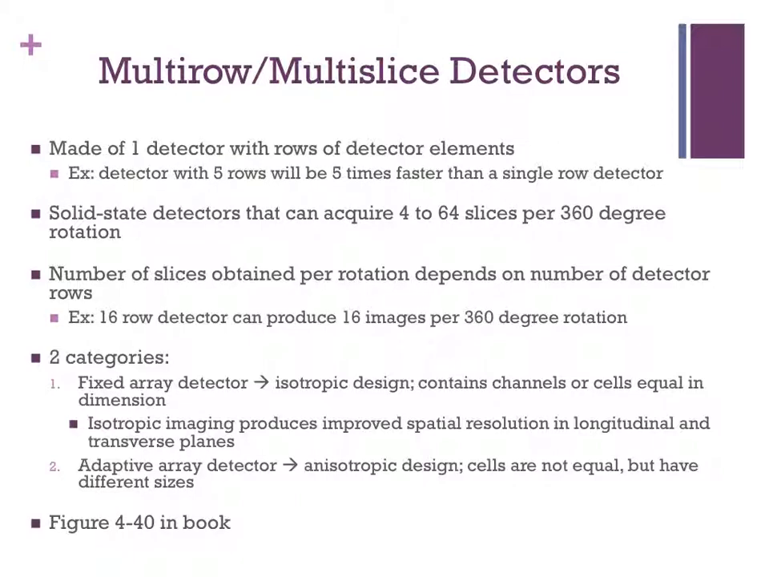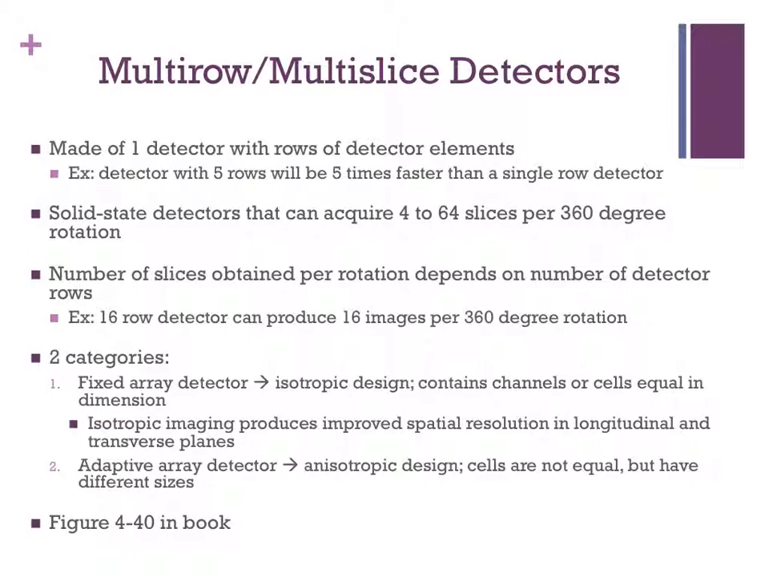Multi-row, multi-slice detectors have an array consisting of multiple detector rows. For example, these detector rows can range from 2 to 64 detector rows that can image simultaneously 2 to 64 slices per 360-degree rotation. The number of slices obtained per rotation depends on the number of detector rows. For example, a 16-row detector can produce 16 images per 360-degree rotation.